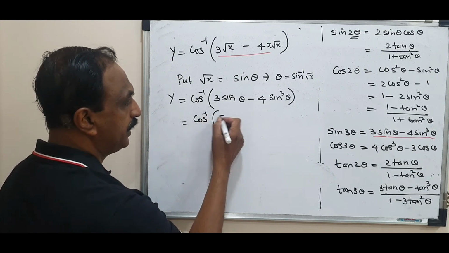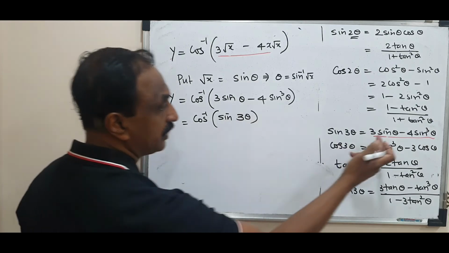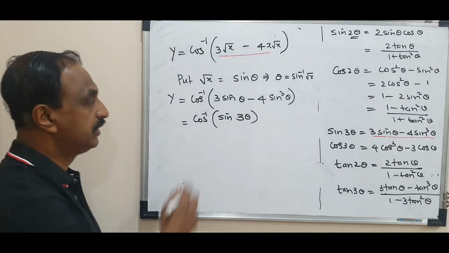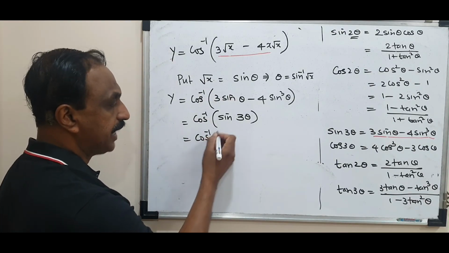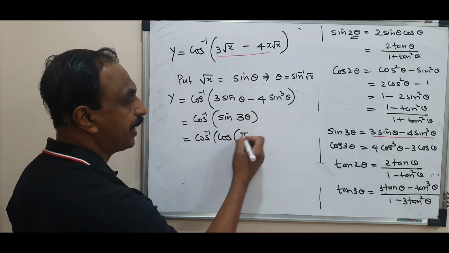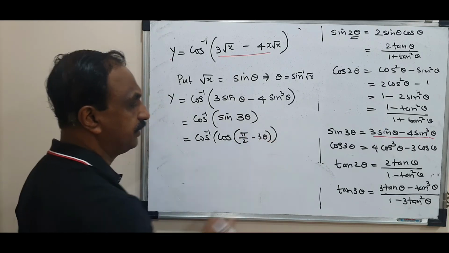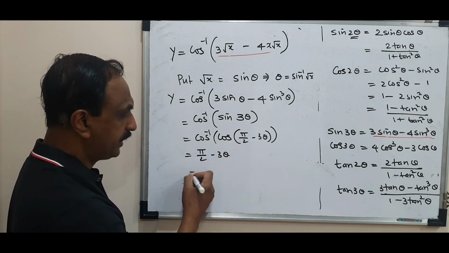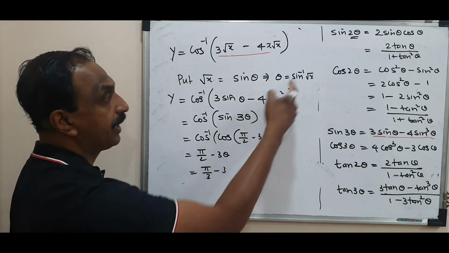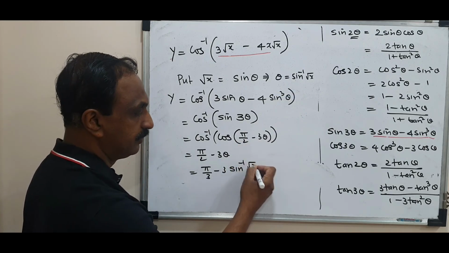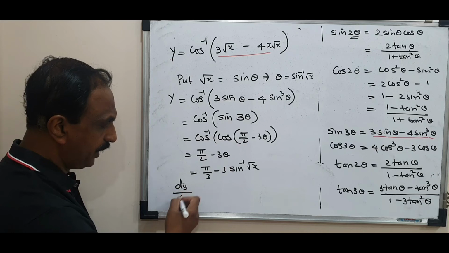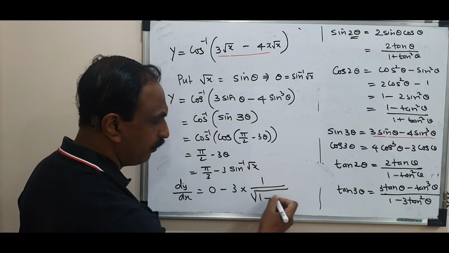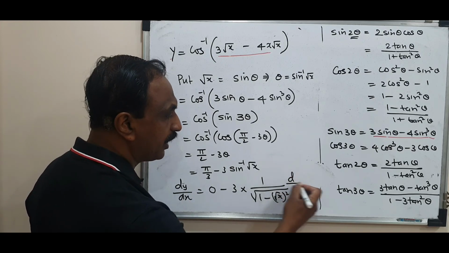So cos inverse of 3 sine theta minus 4 sine cube theta is sine 3 theta. But cos inverse sine cannot be cancelled. But sine can be converted to cos by putting pi by 2 before the angle, pi by 2 minus 3 theta. Now cos inverse cos got cancelled. We can write pi by 2 minus 3 theta. Now theta can be replaced by sine inverse root x. So what will be my derivative? So dy by dx will be 0 minus 3 into 1 upon root of 1 minus root x the whole square into derivative of root x.